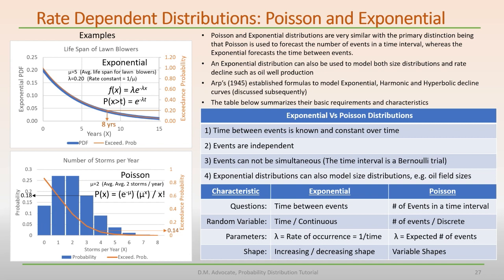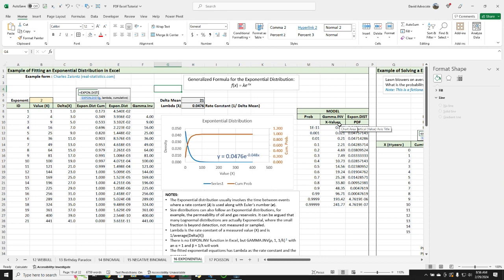Now let's look at how these distributions are modeled in Excel. In the remainder of this video, we're going to look at 2 worksheets, one examining the exponential distributions and the other looking at the Poisson. In this particular worksheet on the exponential, we're going to look at the workflow for fitting an exponential distribution, calculating an exceedance probability using both the formula and Excel's built-in function, and fitting a size distribution.